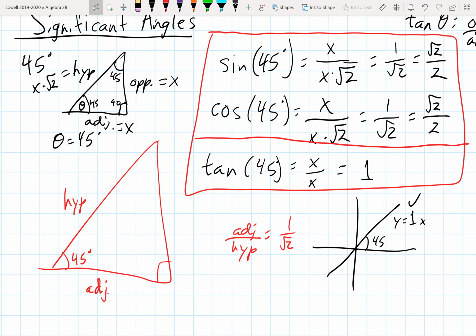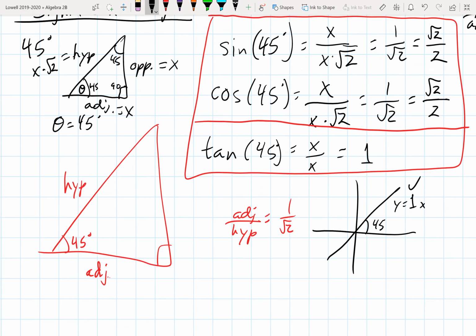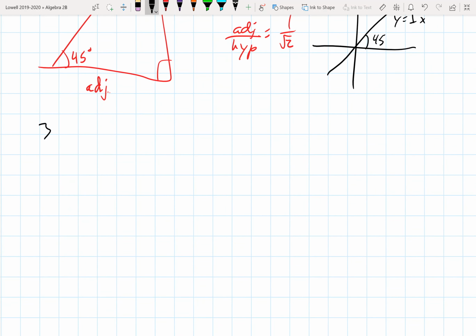Okay, the next one we're going to talk about is the 30 degree angle and the 60 degree angle. And we're going to talk about them together because they are related, and you'll see pretty quickly why. So we have 30 and 60 degrees. So let's draw first a 30 degree angle. So I'm going to draw, it's going to look something like this. And here's my, oops. I'll do it the other way.